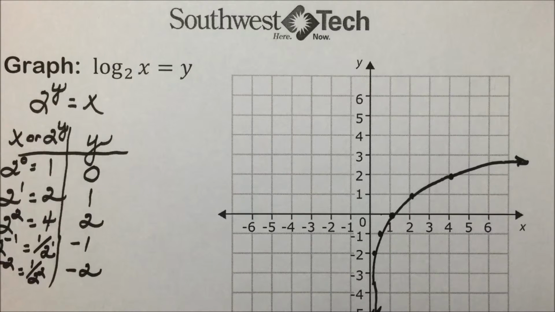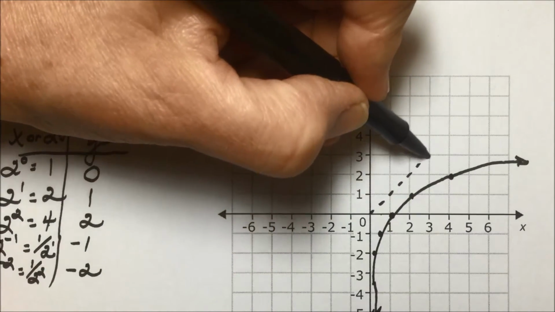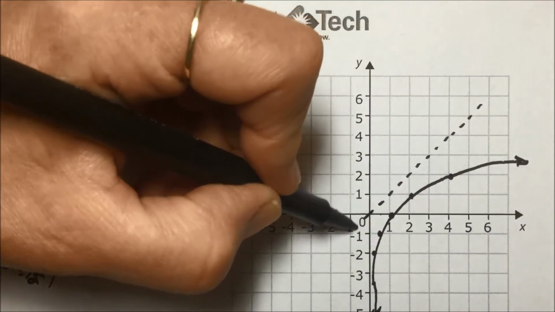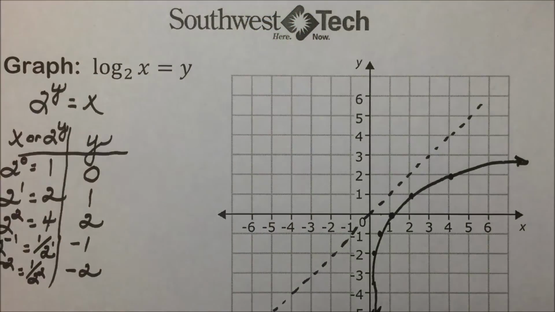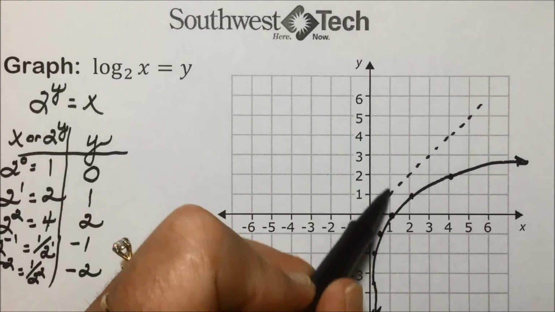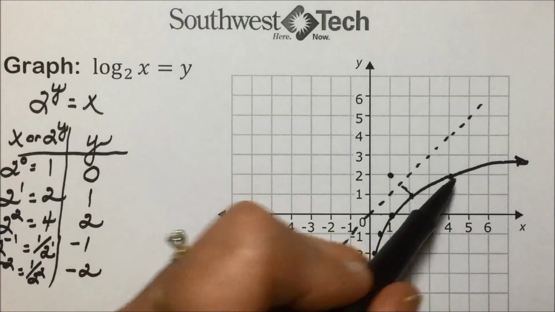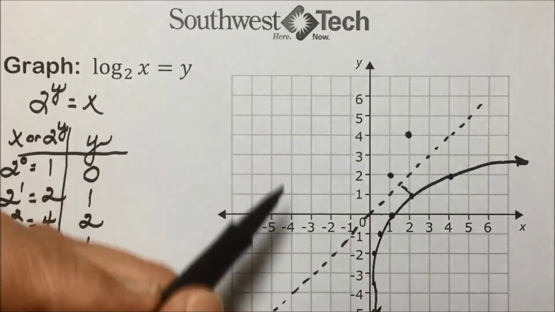This is the function that we're asked to graph, but using the definition of a logarithm or a logarithmic function, they are the inverse of the exponential function. So just for reference sake, if I graph the y equals x line and I reflect these points about that line, this point 2, 1 becomes 1, 2 when we reflect it through there. The point 4, 2 becomes 2, 4.